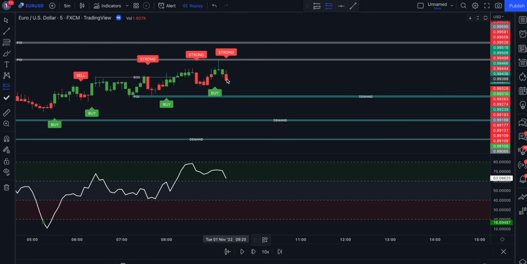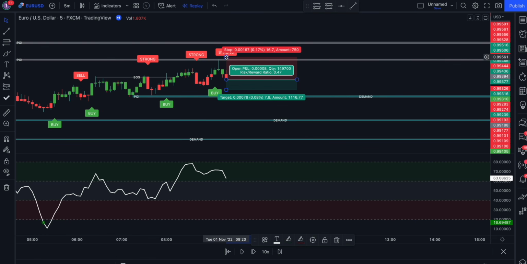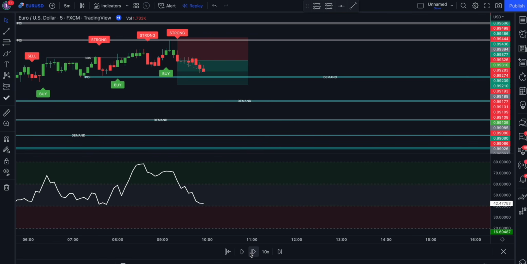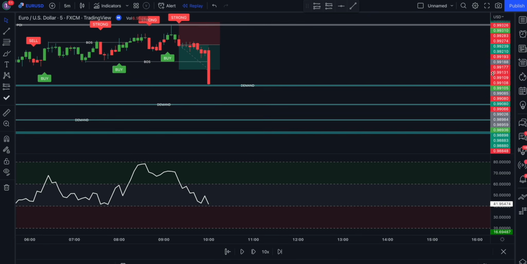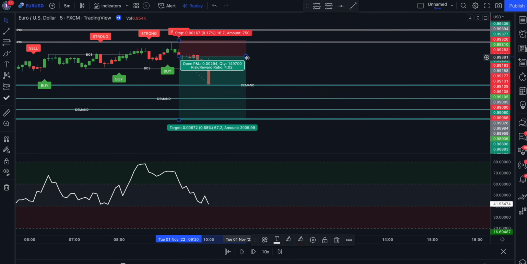The stop loss will be set slightly above the supply zone. And again, when the price action reaches a risk-reward ratio of 1:1, you're going to have to take half of your position off and move your stop loss to the break even. Then set the take profit target for the second half at 4 times the risk.